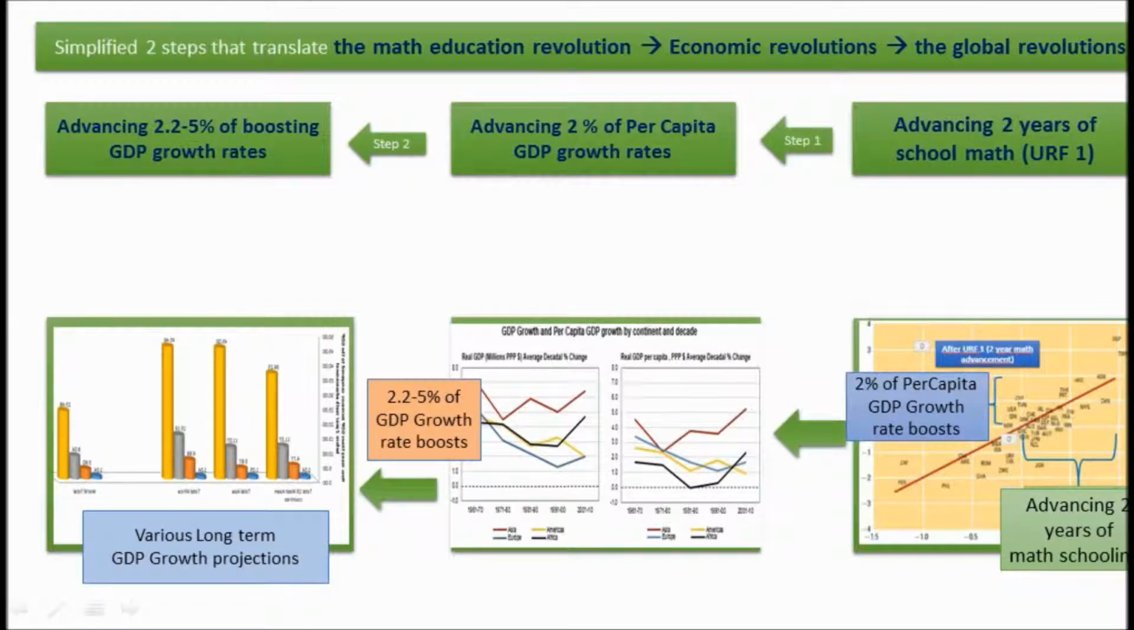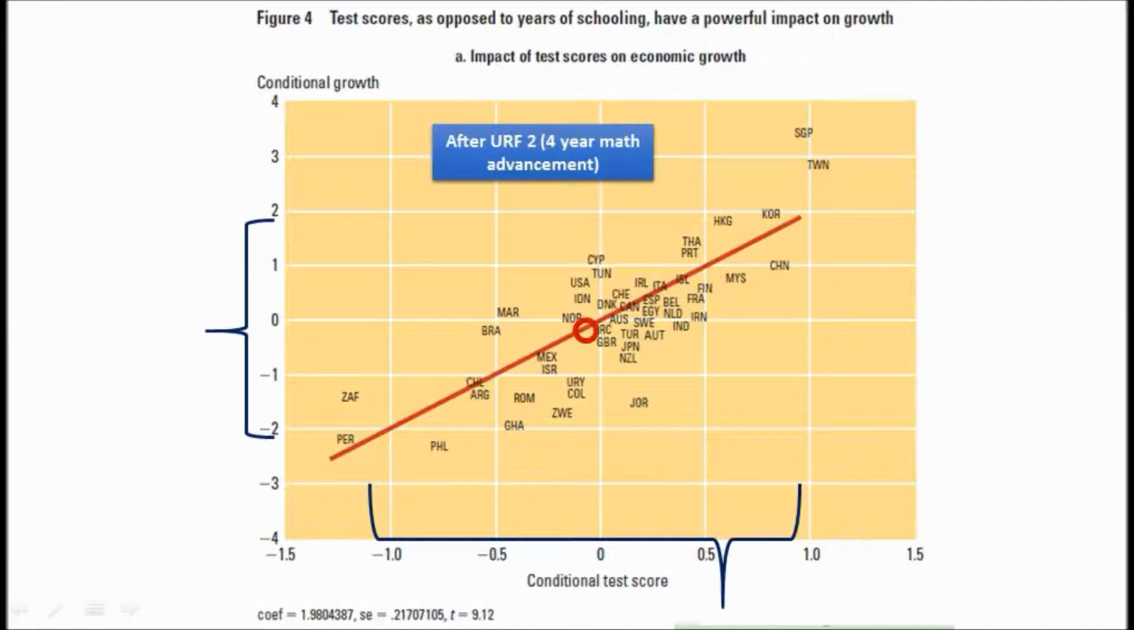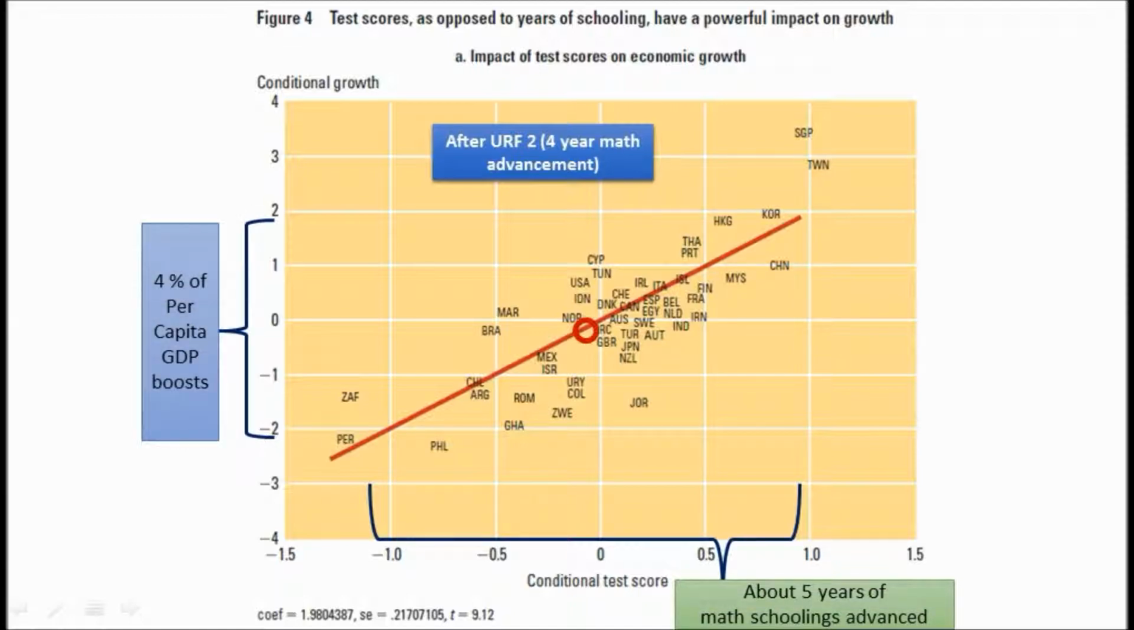And this is basically the map of it, and this is the most important map of the current world we are trying to establish, URF. On the horizontal part, this is about 5 years of a level of math schooling advanced. It's corresponding to the vertical part, 4% of per capita GDP growth. And at the center of the circle, this is the average.